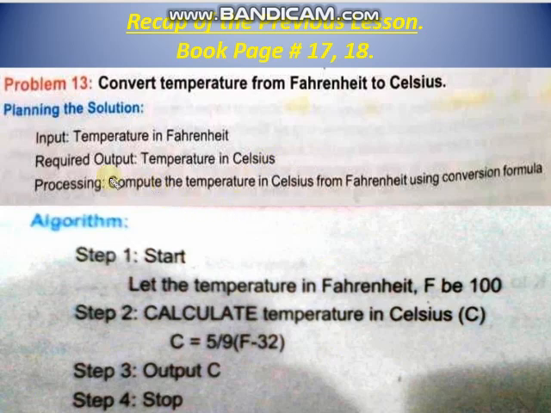Dear students, in which you study how we develop an algorithm for the conversion of Fahrenheit to Celsius by applying a formula of physics. Input, required output and processing. This is the algorithm that we studied in our previous lesson. Start, let the temperature in Fahrenheit be 100, calculate temperature in Celsius C, etc.